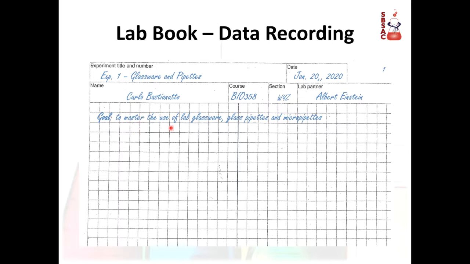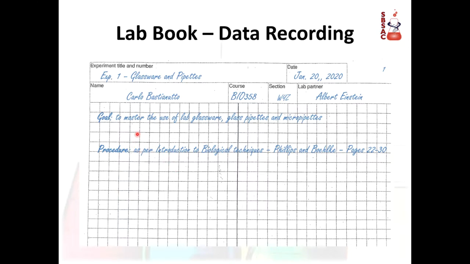So in our case, this is a very simple lab to master the use of lab glassware and so on, the glass pipette. You state why you're doing it. And then you should have a procedure. There are two ways you can do the procedure. You can either write the full procedure, usually on the left side here, step by step.